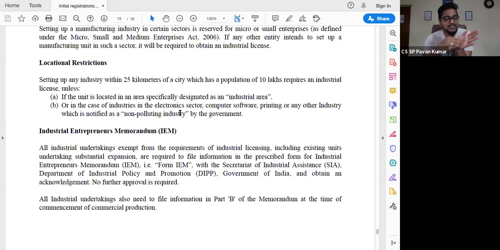These 3 types of things: compulsory licensing, persons who are handling products specifically reserved for small scale industries, and those who are not satisfying the location restriction, a license becomes mandatory. For others, just disclosure of the Industrial Entrepreneur Memorandum, IEM, is sufficient.